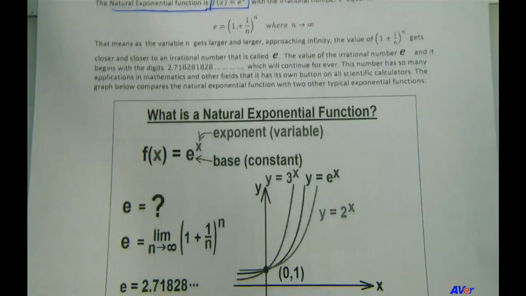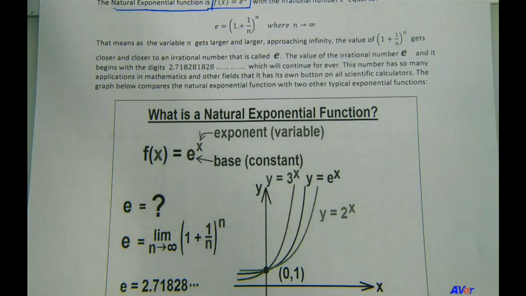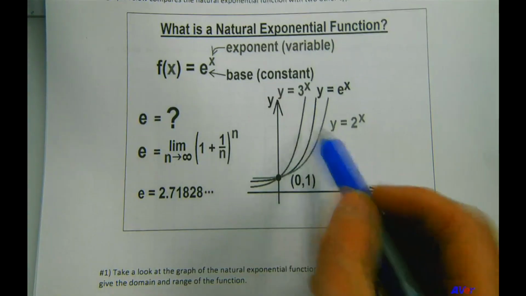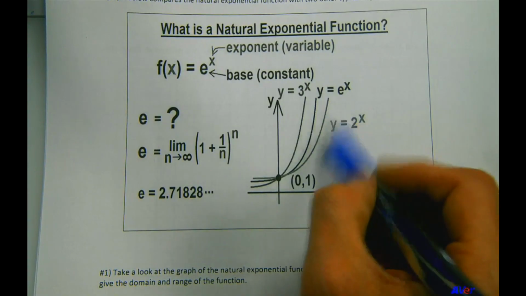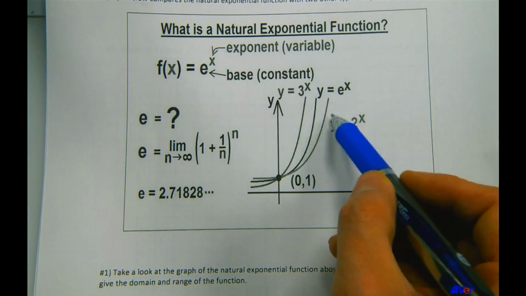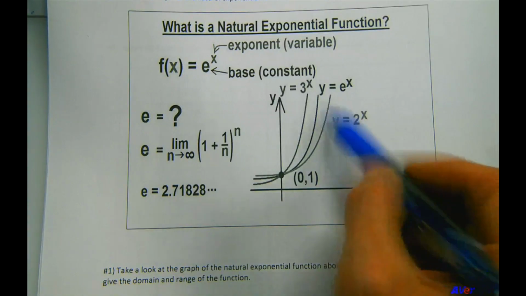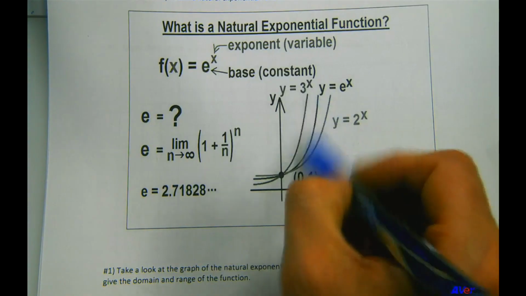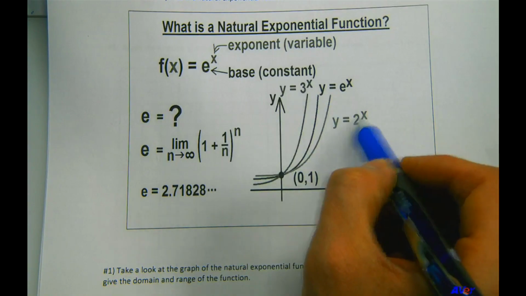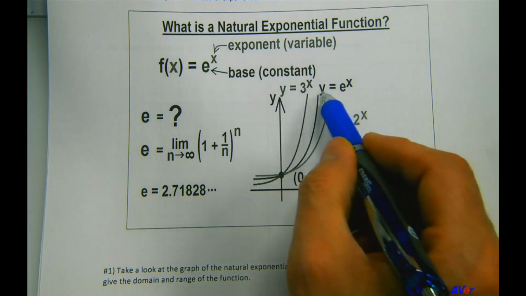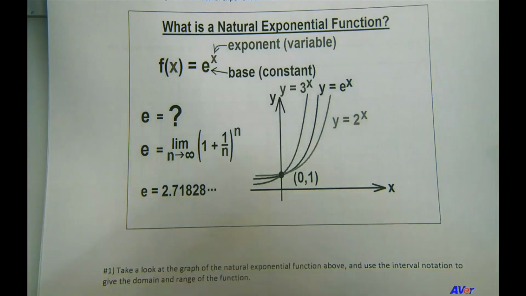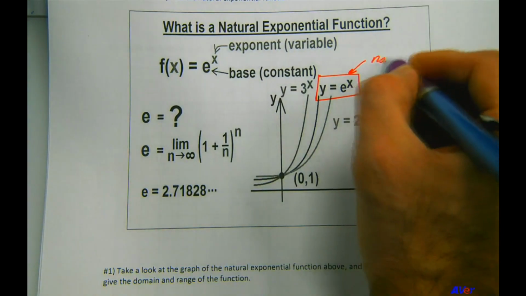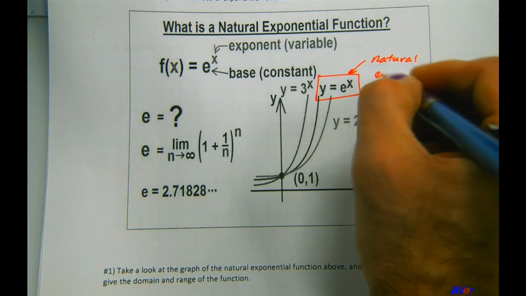All right, so the way the graph of the natural exponential function looks is shown in this graph. When I printed this, it came out black and white, but the actual graph was in color. So y equals 3 to the x, which is an exponential function, has that graph. y equals 2 to the x has that graph. And y equals e to the x, which is the natural exponential function, right? This is the natural exponential function.